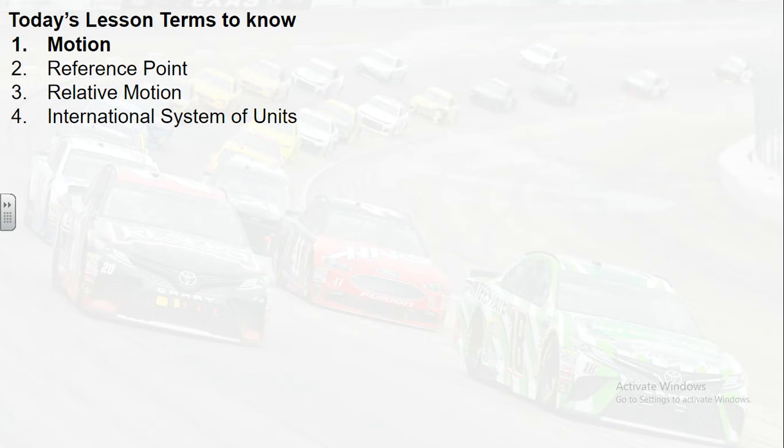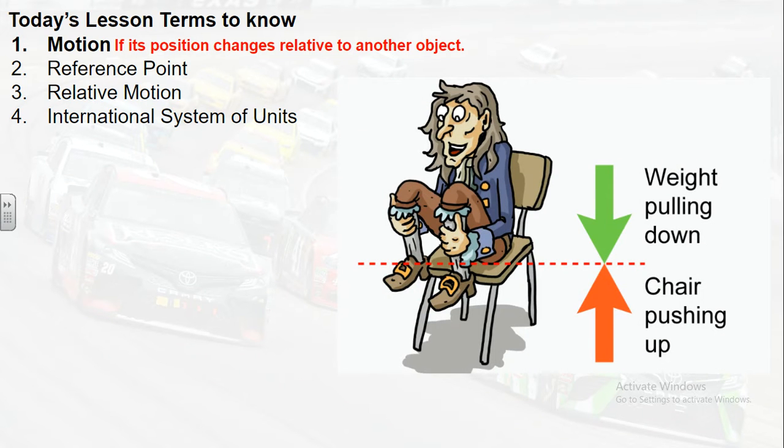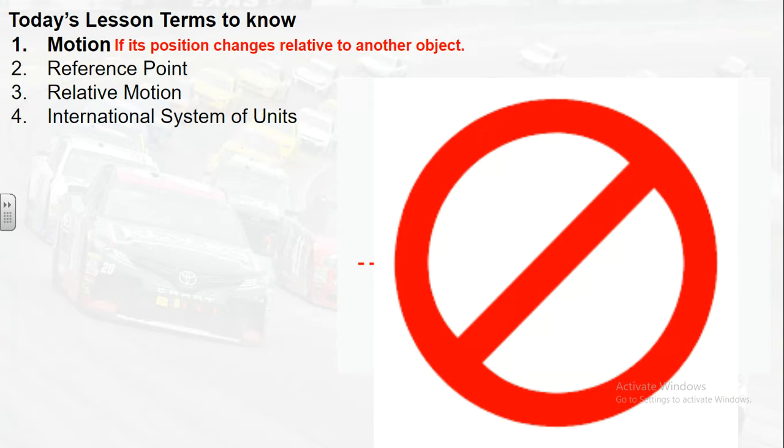Scientists define an object is in motion if its position changes relative to another object. So scientifically, when you freeze, your position relative to your chair, desk, and other things in the classroom does not change, so you would say that you are not in motion. This is called a reference point.